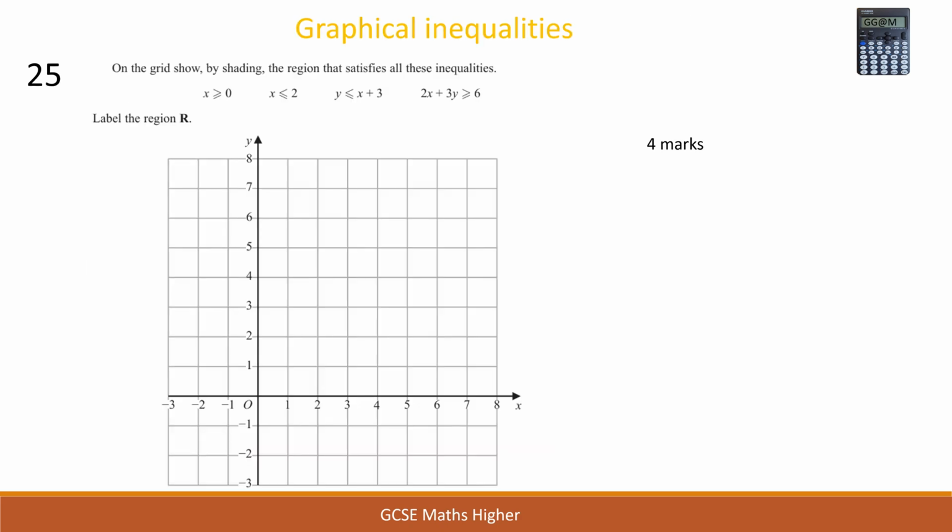So here is a graphical inequality question where you've got to draw out the inequalities. So remember, draw out these inequalities. Remember whether you've got a dotted line or a whole line. You've got to label the region R that you want and make sure it's clear which area you are wanting. Press pause, have a go at working out the answer, and then press play when you're ready to hear the answer.